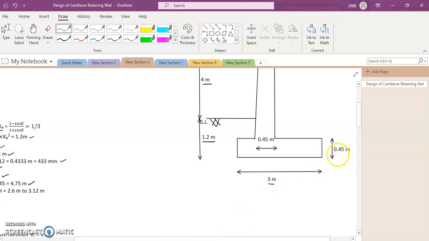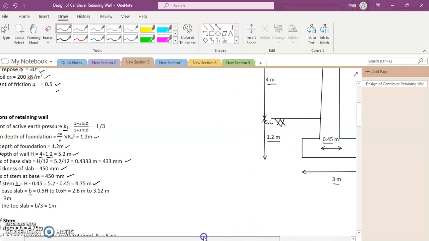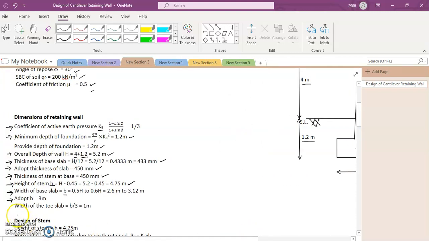Also, if you see, we have mentioned in the diagram the depth of the base slab and the thickness of the stem at its base. So 3 meters is the overall width of the base slab. The width of the toe slab is generally kept equal to 1/3 of the total width. So the total width is 3, and we get the width of the toe slab as 1 meter.